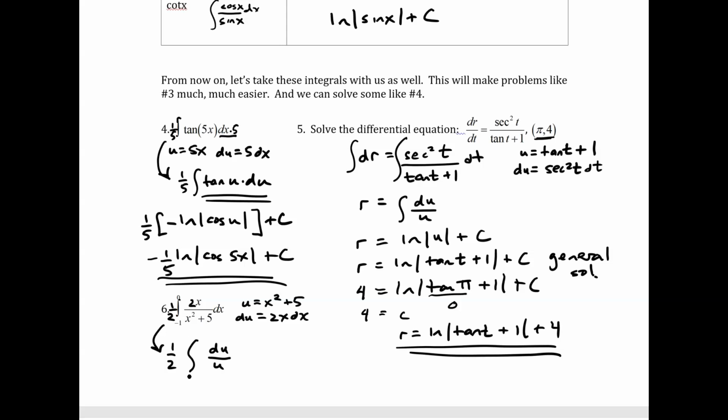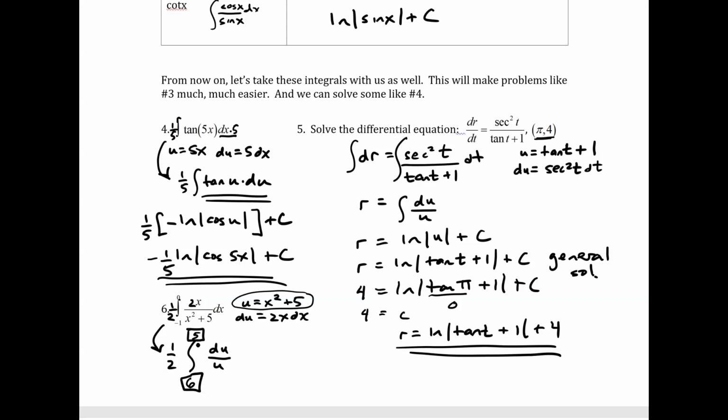But we have to change these limits of integration, and then this becomes an entirely new problem. This is how I've been approaching these definite integrals involving u substitutions. And so when x is equal to -1, we get -1 squared is 1 plus 5, u is equal to 6. When x is equal to 0, you get u is equal to 5.